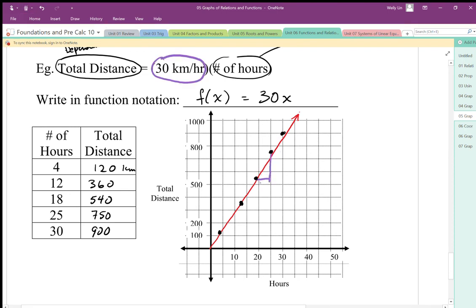So here I have 12 to 18, which is plus 6 hours. Here we have an increase of 180 kilometers. So that's what I'm seeing here. Plus 180, and here's plus 6 hours. And notice that the ratio of 180 kilometers to 6 hours is 30 kilometers per hour. When we have these rates, they typically show up as straight line relationships. And these straight lines have this characteristic of a constant slope.